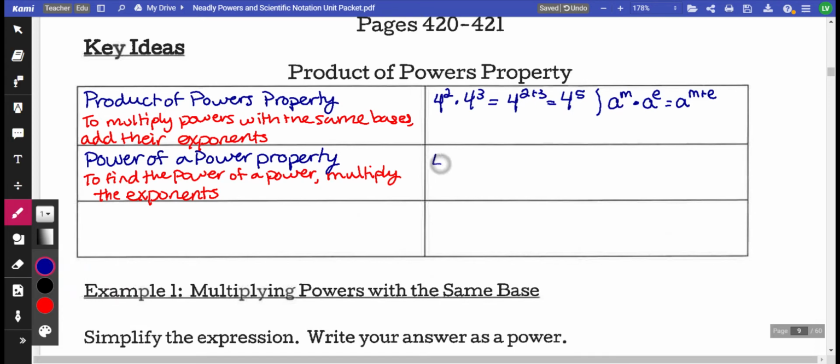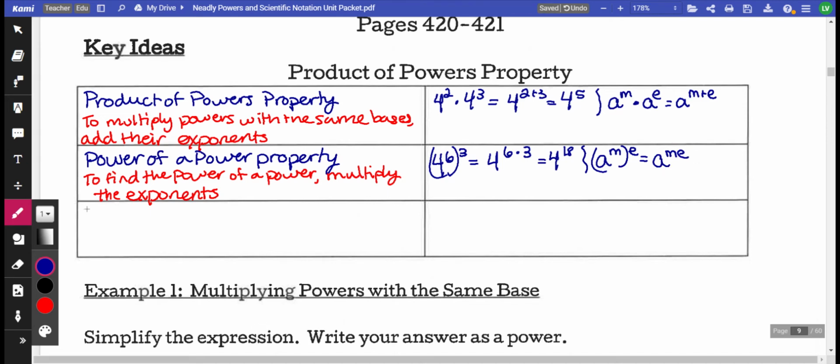So for this one, if you have 4 to the sixth power raised to the third power, you make that 4 to the sixth times 3, which becomes 4 to the 18th power. So to show it algebraically, that's a to the m power raised to the e power. That becomes a to the me power.